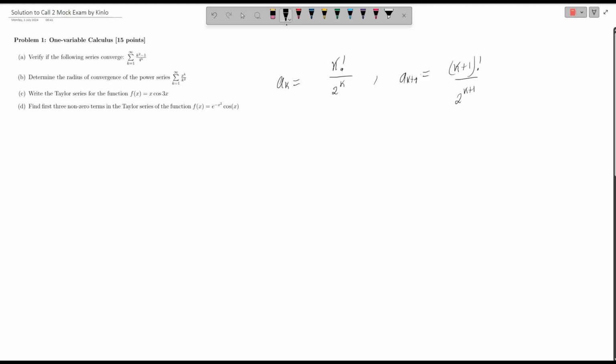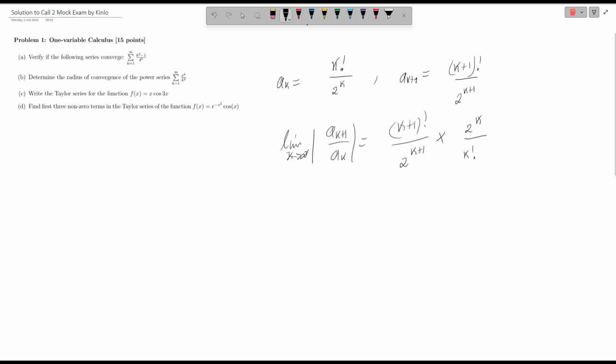So as we all know, this will simply be the limit as k tends to infinity of the absolute value of a_(k+1) divided by a_k, and this will simply be (k+1) factorial divided by 2 raised to the power k+1 multiplied by 2 raised to the power k all over k factorial. Now this is an even more interesting question, because there are two ways in which you can simplify. You can simplify the factorial, and we can also simplify our exponent.